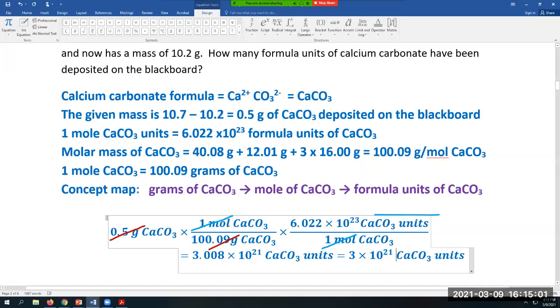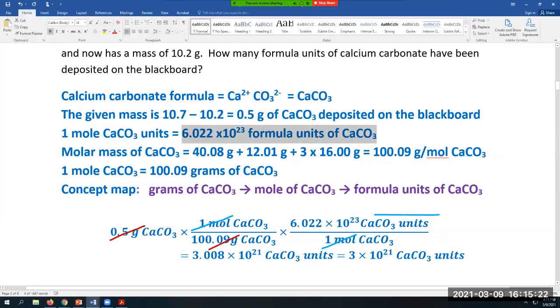So whenever you're calculating a number of formula units or number of atoms or number of molecules, always expect a large number close to the Avogadro number. So you should always have a number with the scientific notation, and 10 to the power of something around 23. Otherwise, if you do not have that, then there's something wrong in your calculation.